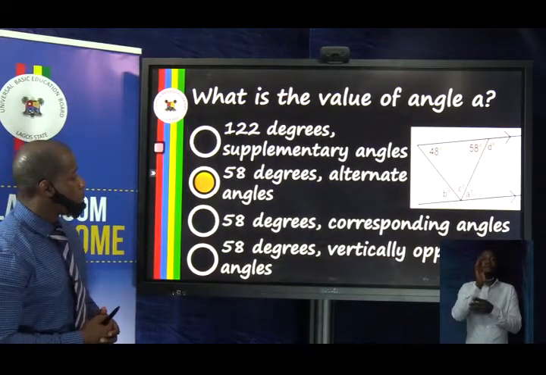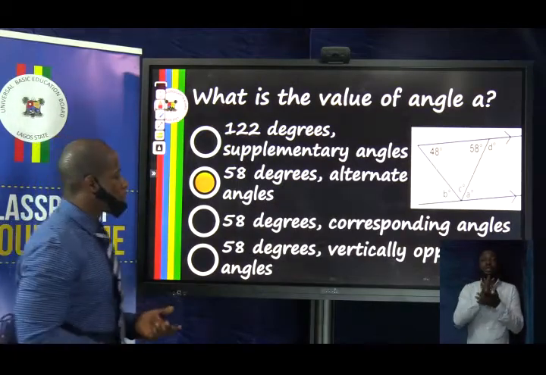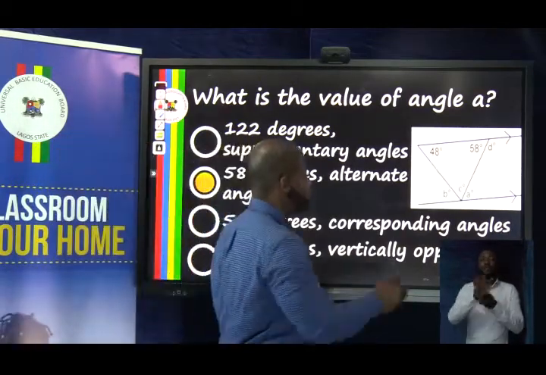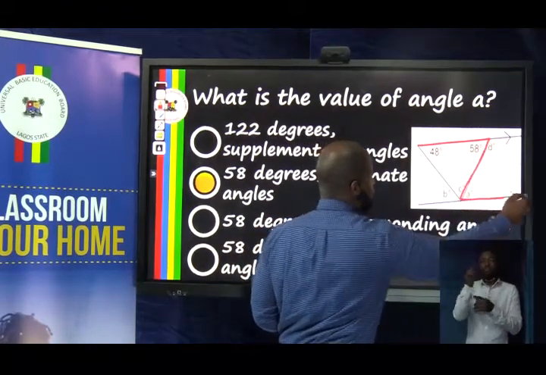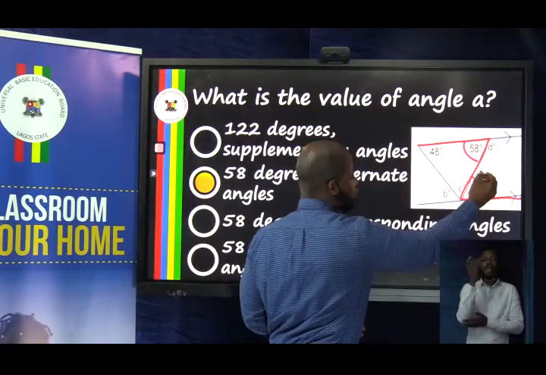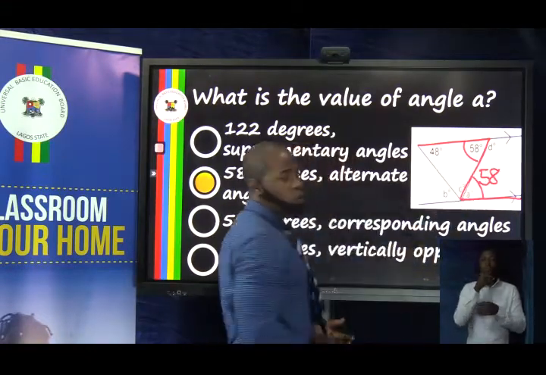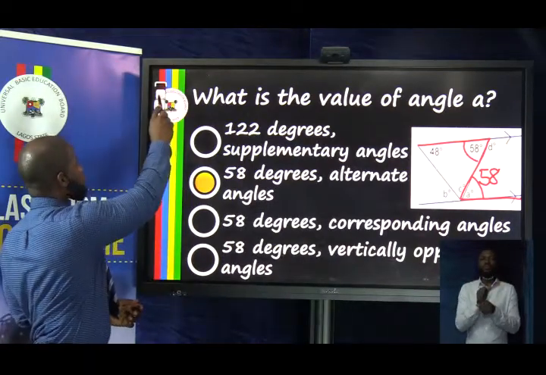Voila! A is 58 degrees, and that is because it is alternate to 58 degrees. This is 58 degrees here, and then we draw the Z. 58 is in the elbow, so A will be in the other elbow, and A will be 58 because they are alternate angles. Good job, you. Let us move on.